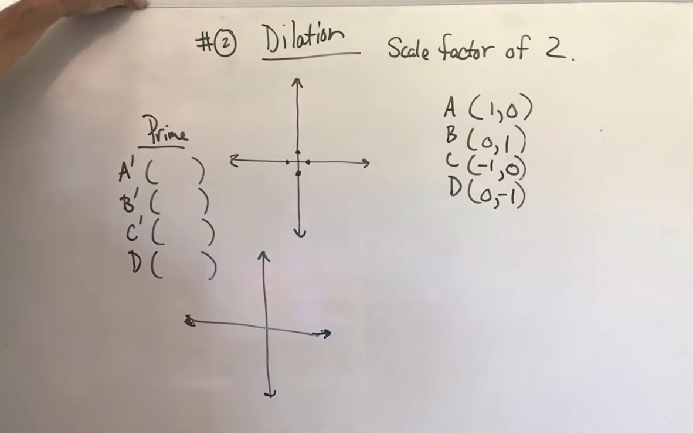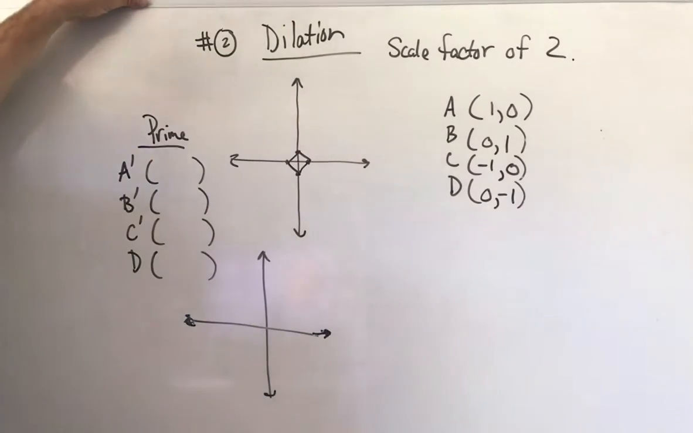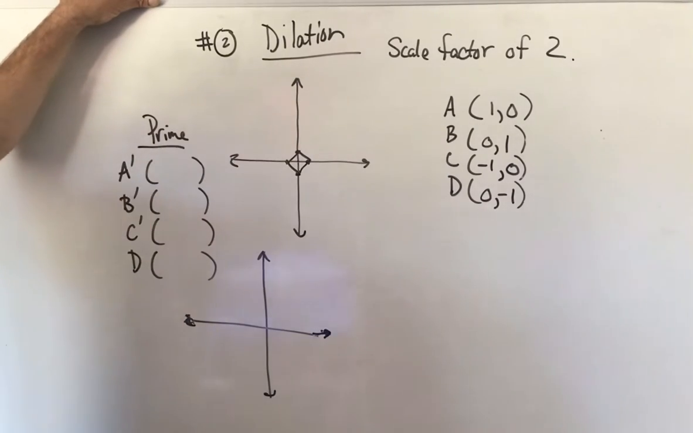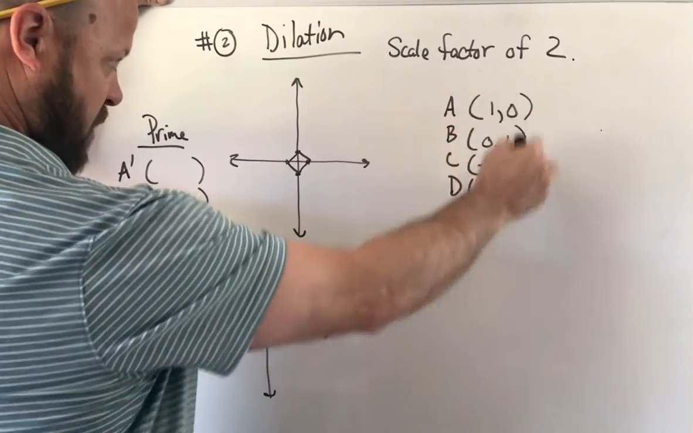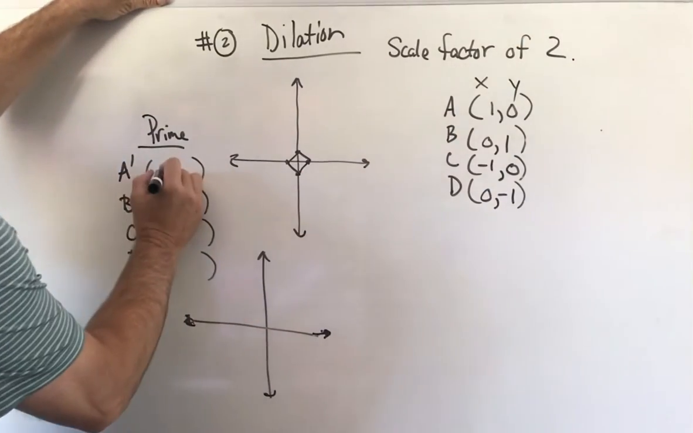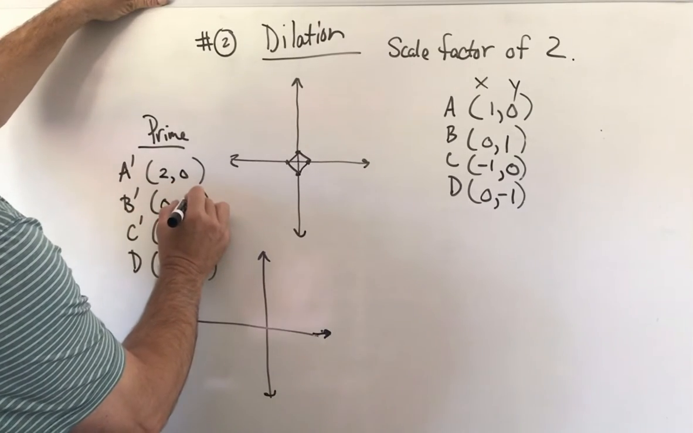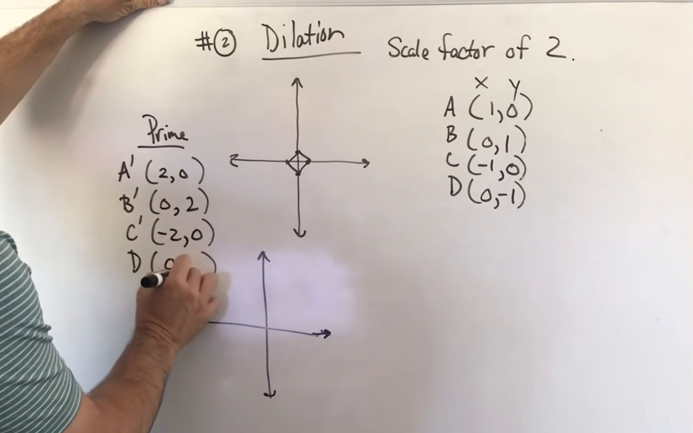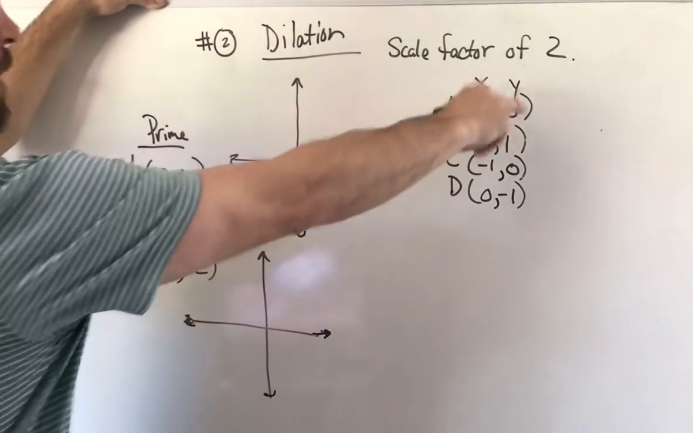Okay, we're back. This figure looks something like this. What we're going to do is a scale factor of 2. These are the easiest ones in my opinion. You take every single value, the x's and the y's, and you multiply everything by 2. A prime is now (2, 0). B prime is (0, 2). C prime would be (-2, 0), and D prime would be (0, -2). So you notice all I've done is multiply everything by 2.